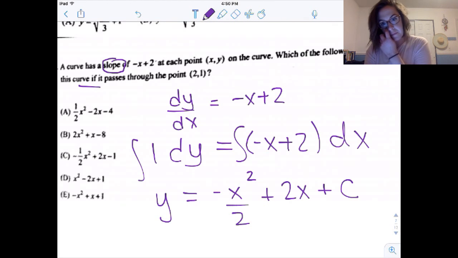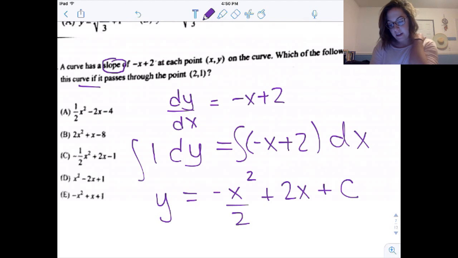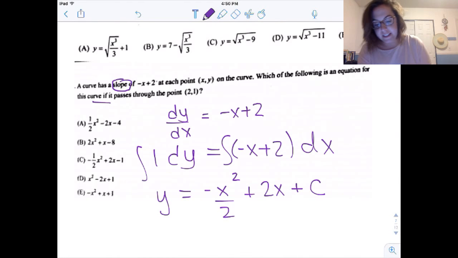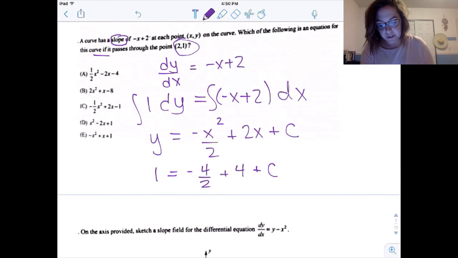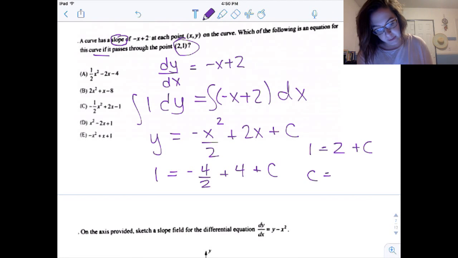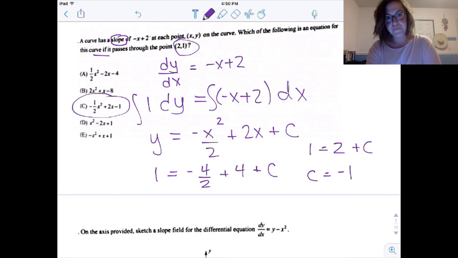So now I need to find my c value, but I already can kind of tell which one it's going to be. To find c, they told me it goes through (2, 1). So I'm going to plug that in. So I know 1 would equal negative 4 over 2 plus 4 plus c, right? So 1 is negative 2 plus 4, so 2 plus c, so c should be negative 1. So just saying find the particular solution.